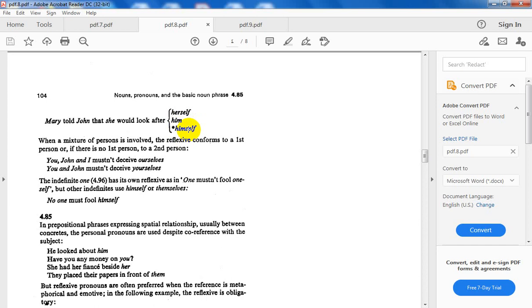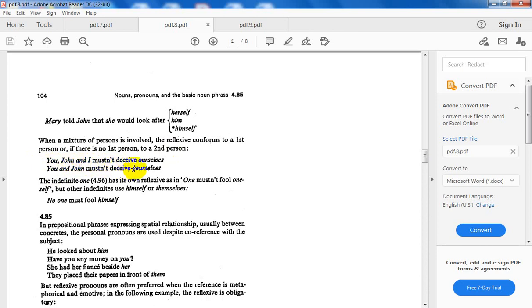But if I have a mixture of persons, I mean first or second or third person is involved, the reflexive conforms to a first person, or if there is no first person, to a second, and depending on the first. If you have a first, follow the first. If you don't have first, move to the second. If you don't have the second, if you have only third, I mean third person. You, John and I. As soon as you have I, you have we. It should be we, one, two, three persons.